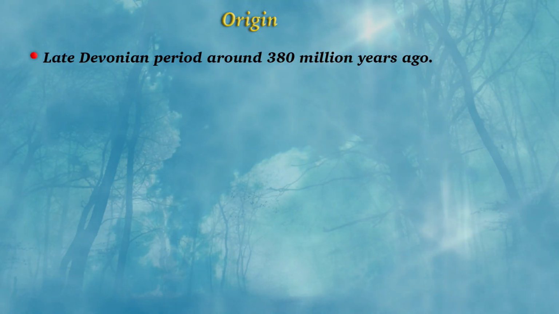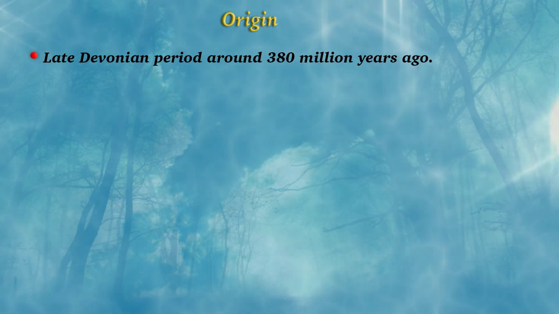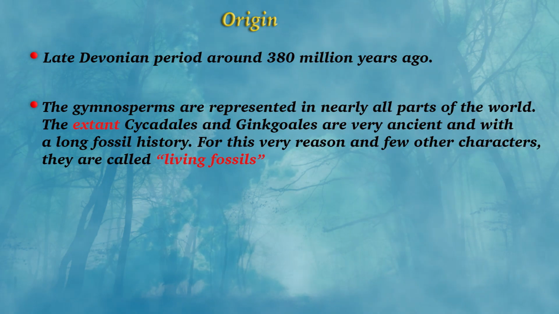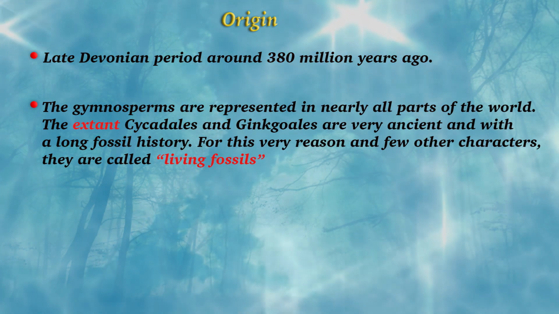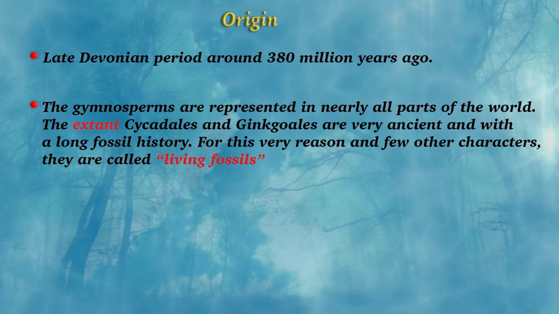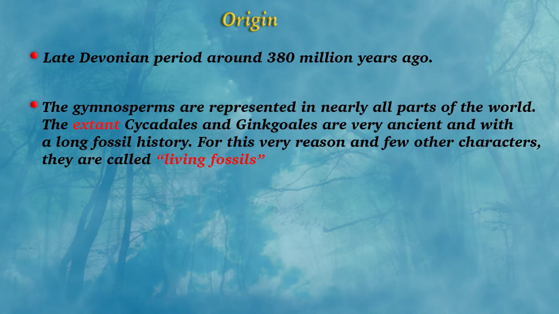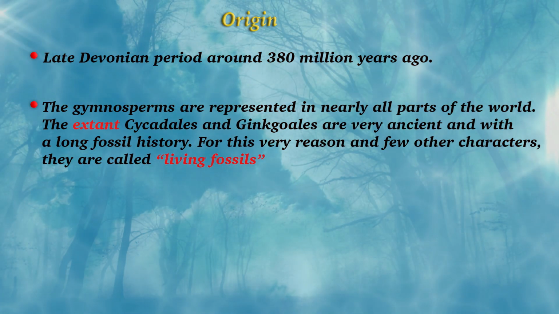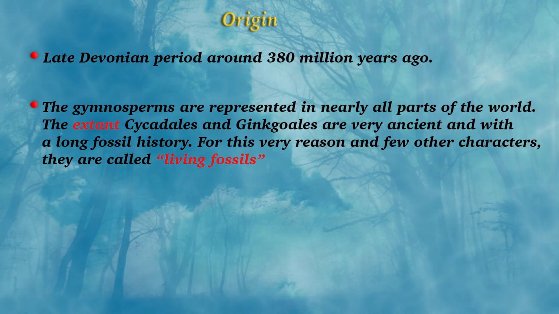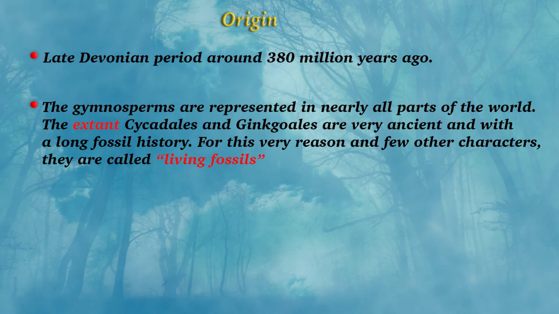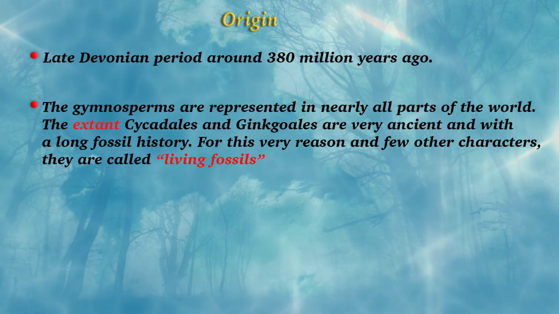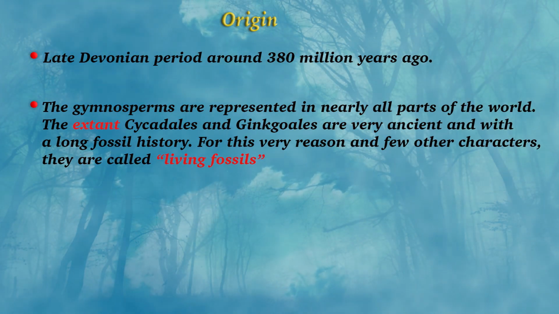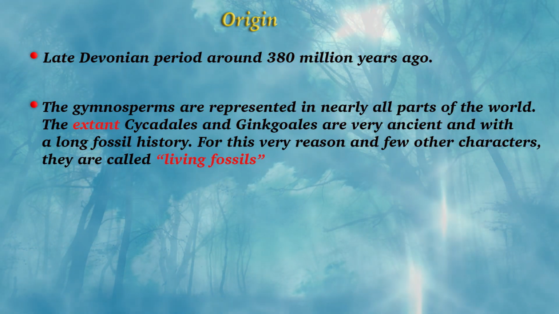Now let us see where the Gymnosperms originated. They came into existence in the late Devonian period, about 318 million years ago. Many Gymnosperms are extant. What do we mean by extant? They are from the very old Devonian period, but are still in existence. You can see cycads and ginkgos in our environment, and that's why they are called living fossils.